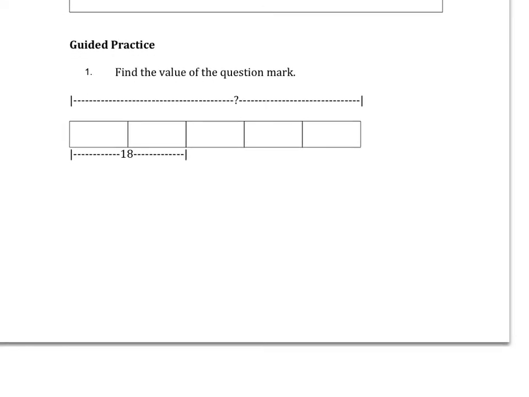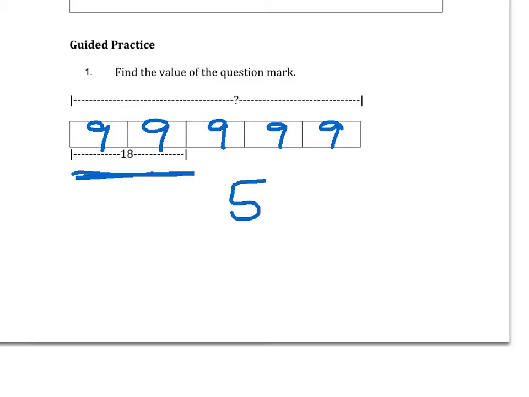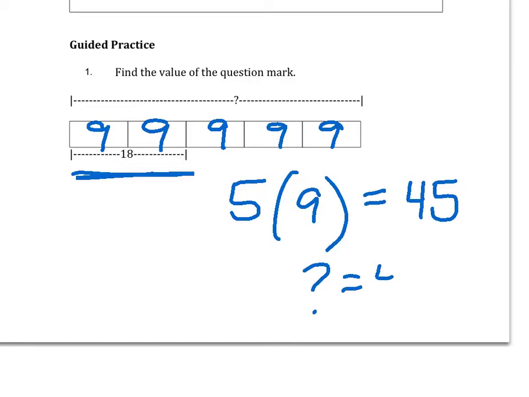And some guided practice. Find the value of the question mark. So we have 18 makes up 2 boxes. So all you have to do is pull out your prior knowledge of the part-whole model, and you can fill this all out. So we have 5 boxes. Each box is 9. The parentheses represent multiplication. 5 times 9 equals 45. So the question mark equals 45.